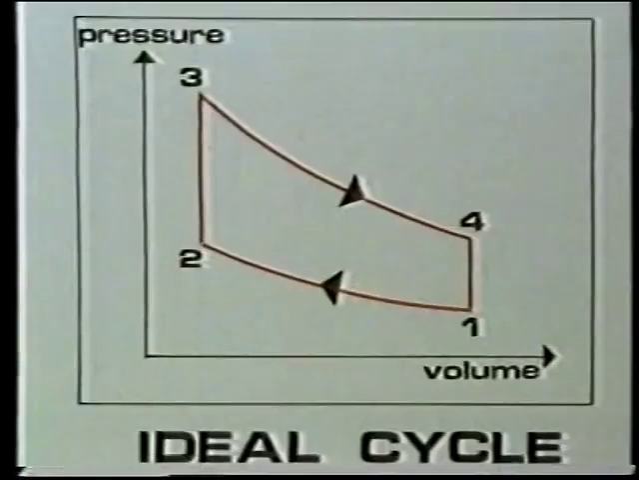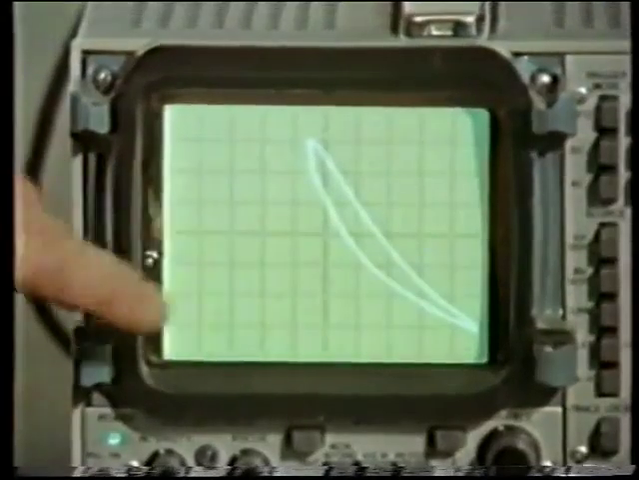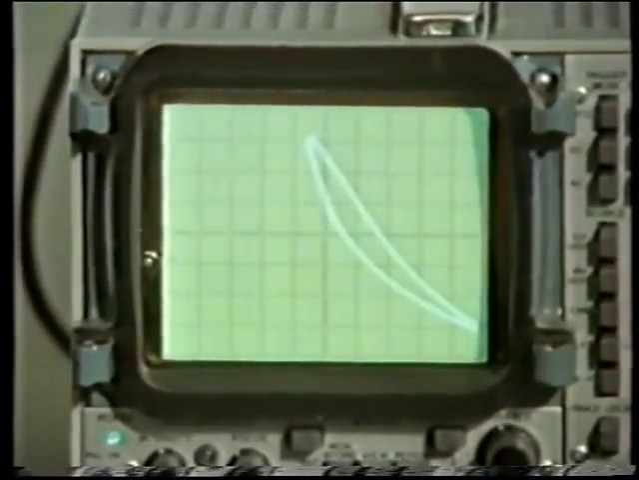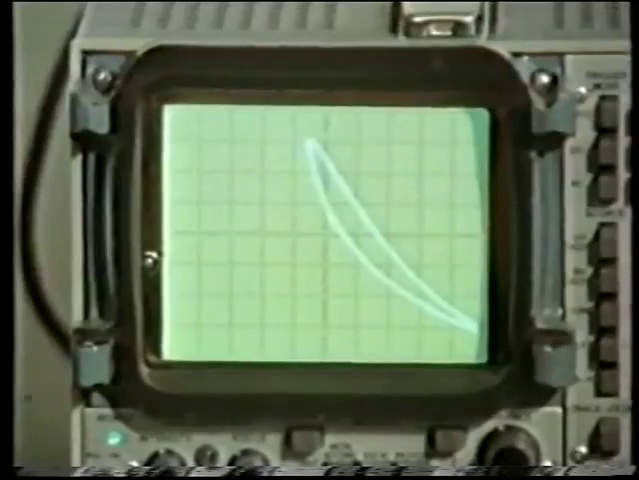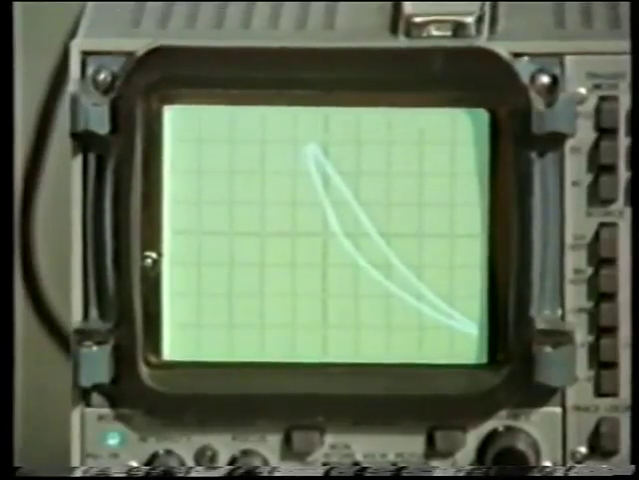In the actual engine, the pistons move with sinusoidal motion to produce the PV diagram as shown on the oscilloscope. The work output of the engine can be increased by increasing the pressure of gas in the engine, which in effect increases the area of the diagram or increases the mean effective pressure on the piston.